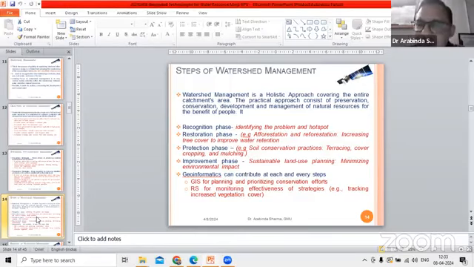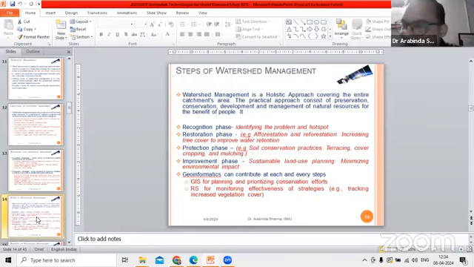Restoration phase means we will apply some practices that will reduce this kind of things which is happening over there. Suppose soil erosion is going on because of excess rainfall. So we will plant some trees, we will apply afforestation over there, so that that impact can be reduced, right? Third is the protection phase.